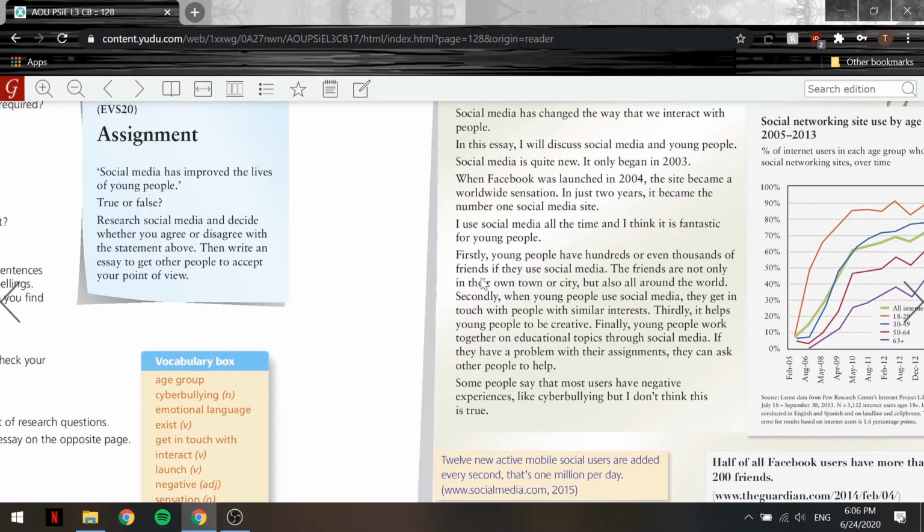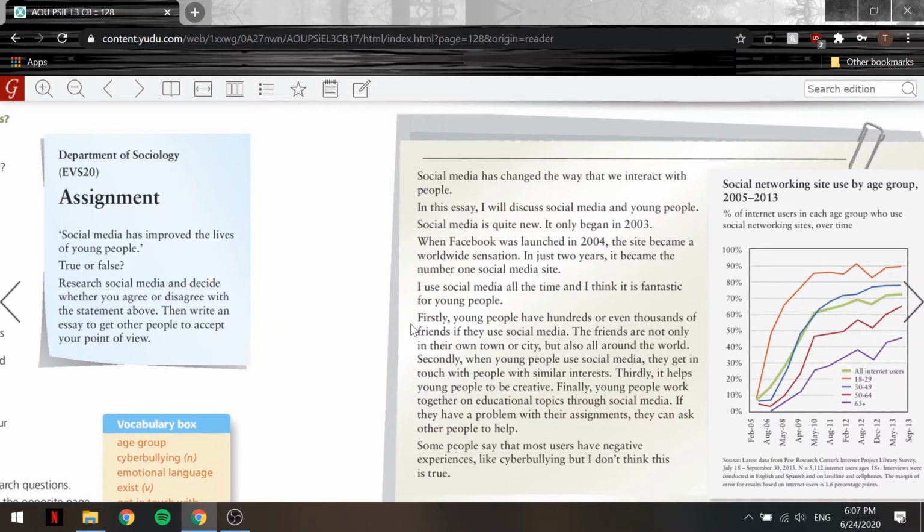some research questions could be, what is an interesting fact about social media? Just to get the reader's attention, like I said. We could also ask questions like, when did social media actually begin?